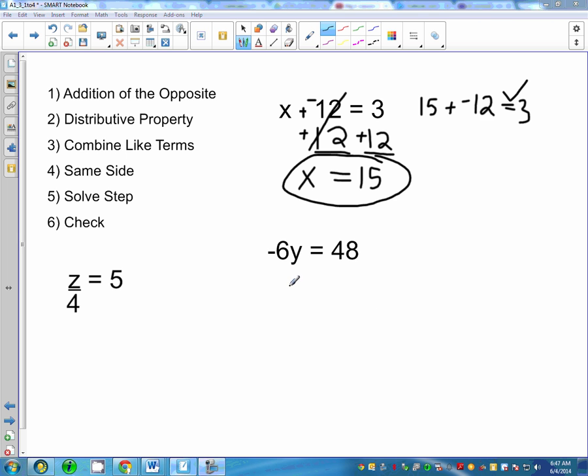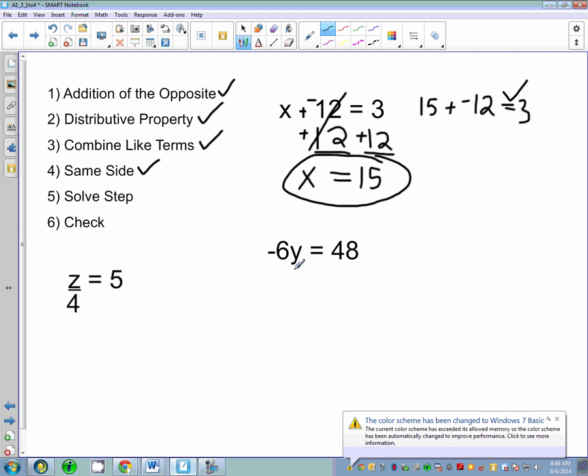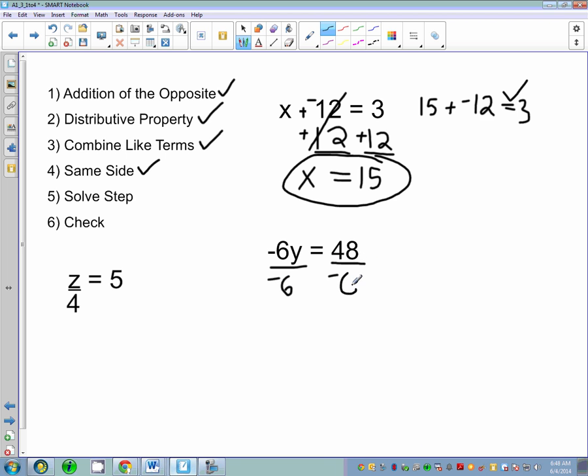In this next example, we have negative 6 times y equals positive 48. There's no addition of the opposite, no distributive property. I can't combine like terms. Everything is already on the same side step, so I've jumped all the way down to the solve step. Here I want to get rid of this negative 6 coefficient. Since negative 6 is multiplying y, to undo this, I'm going to divide both sides by negative 6. Remember, whatever you do to one side, you have to do to the other.